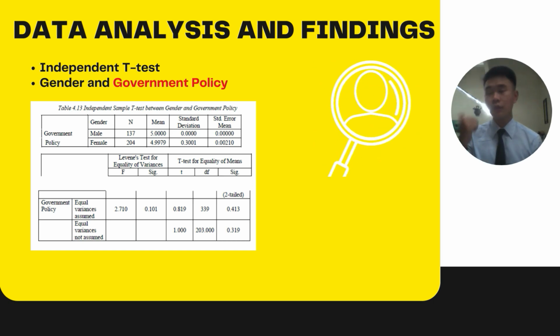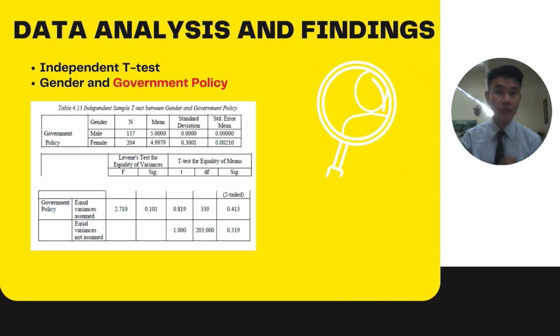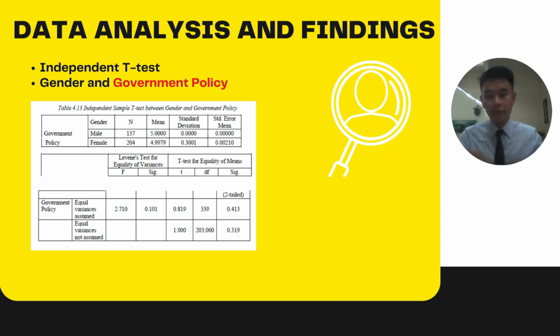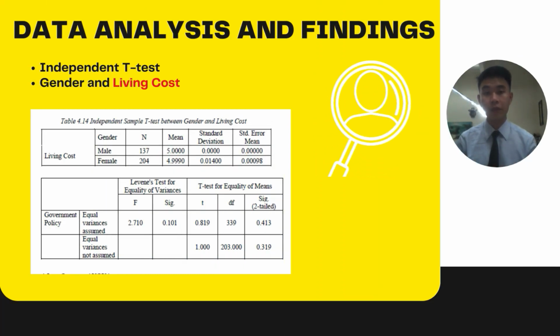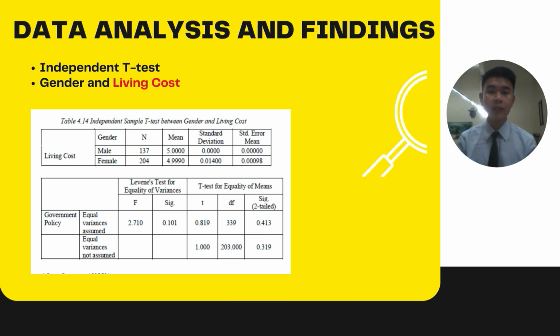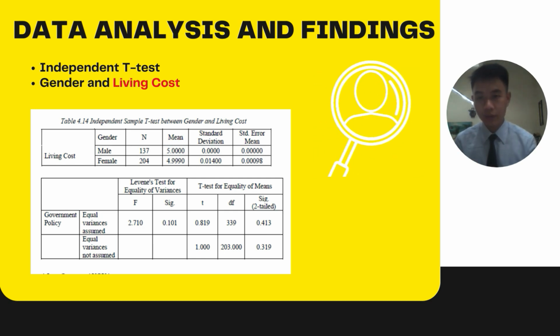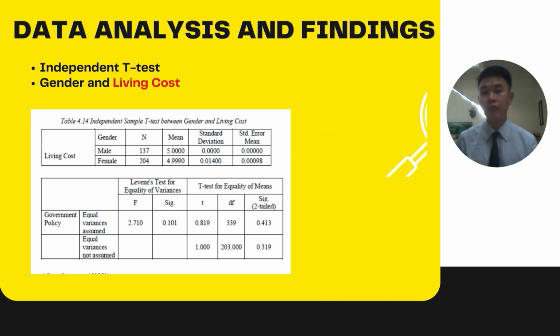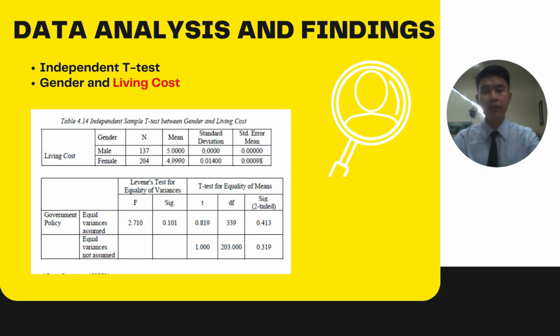Government policies such as tuition fee reductions, PTPTN, and so on may reduce the student financial burden, but there is no significant difference among genders. The last t-test would be gender and living costs. The result shows there is no significant difference in living costs among gender, where the p-value is equal to 0.413, which is greater than 0.05. Thus, null hypothesis E should not be rejected. Living costs increase for both male and female respondents, so both respondents' living costs are high.